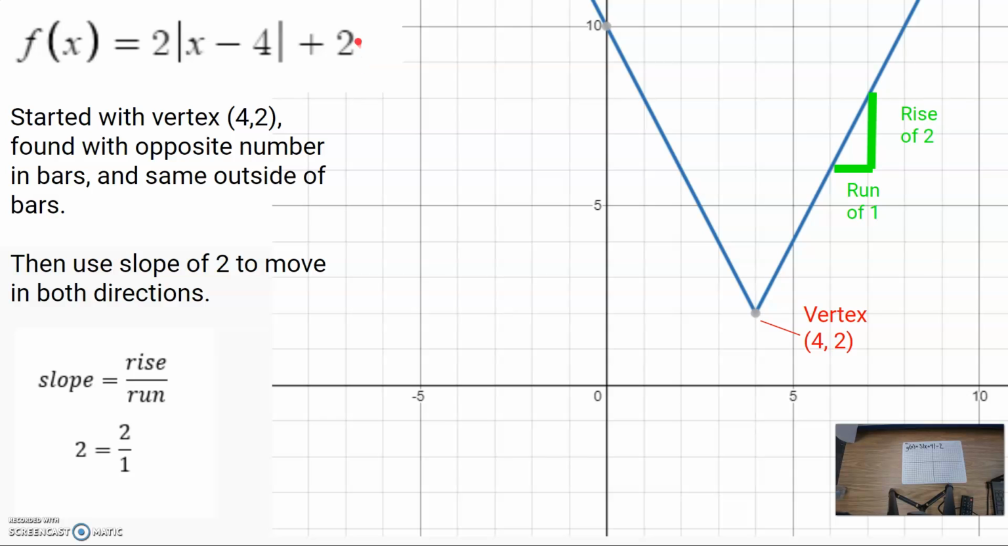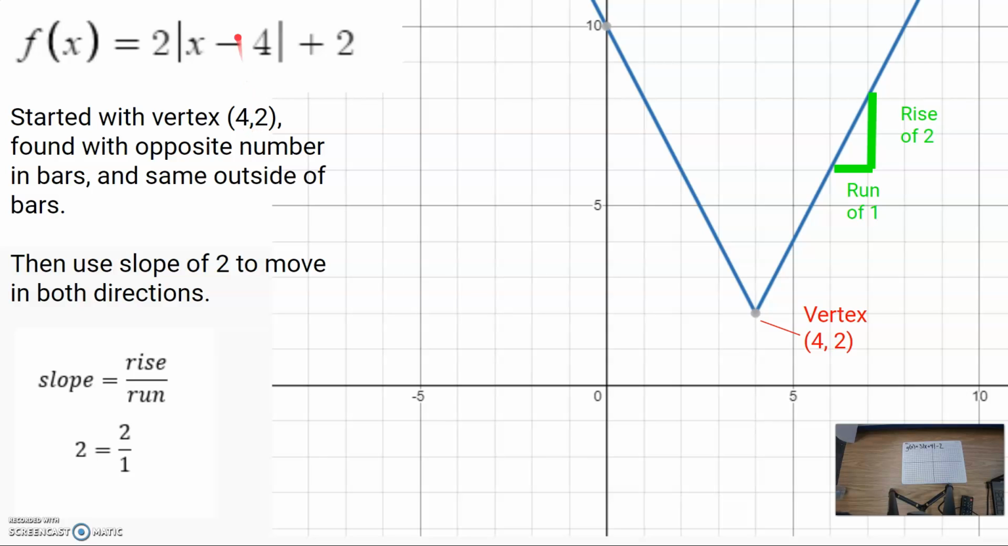Here's an example of an absolute value function. F of x equals 2 times the absolute value of x minus 4 plus 2. Now, if we wanted to plot this, first thing we would do is find the vertex. The vertex here is at 4, 2.